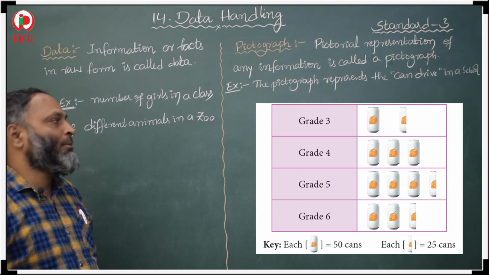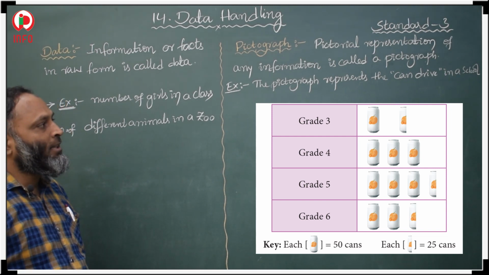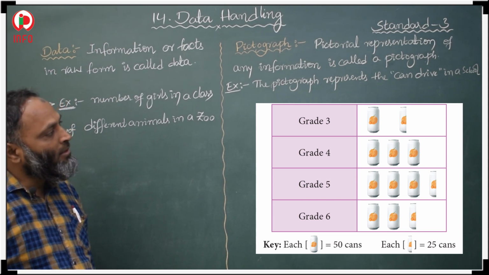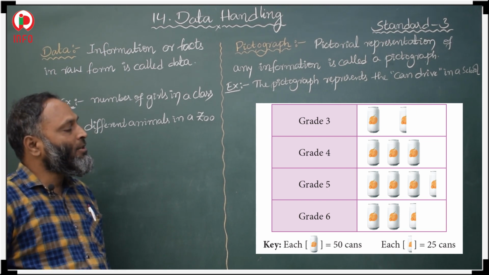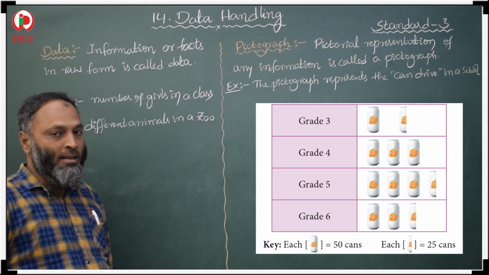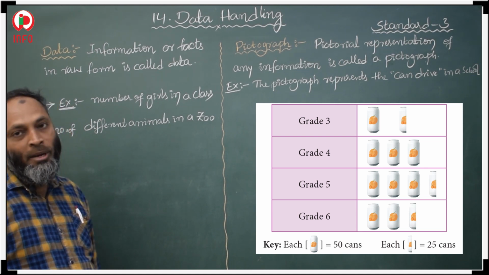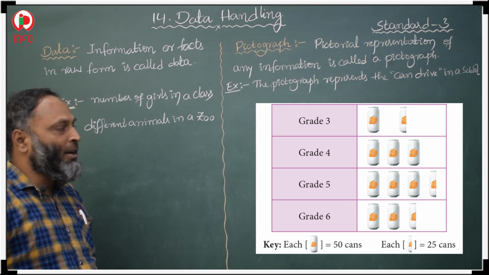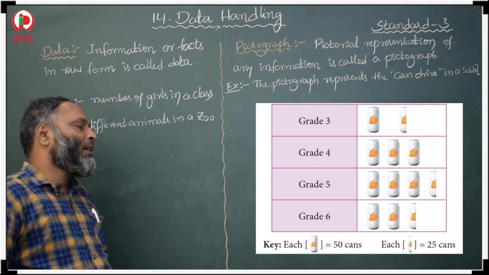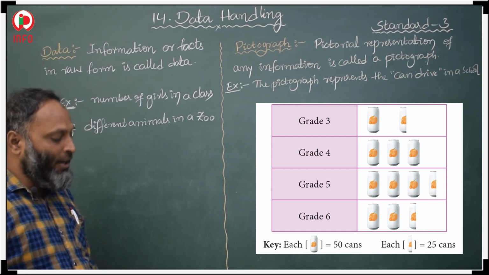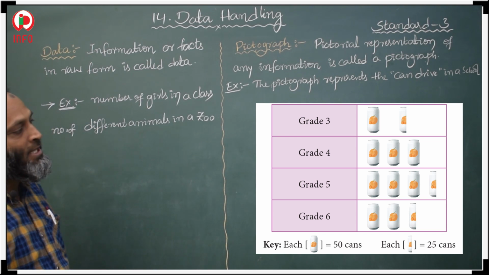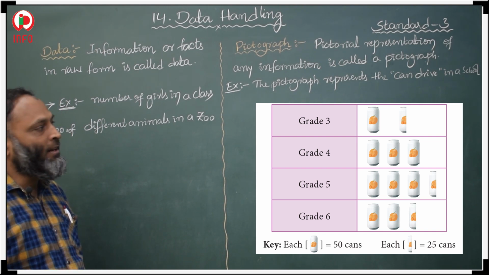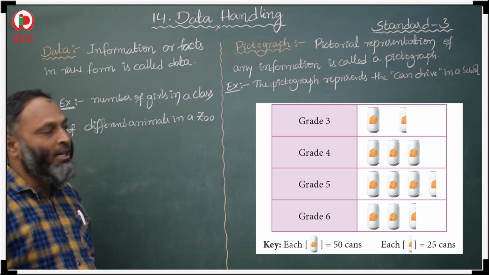What is the main aim of this pictograph in this example? This is the can drive. In a school, they want to check how many cans are required in a particular class. How many can juices are required to give in particular classes is given using a pictograph. Here we have grade 3, grade 4, grade 5, up to grade 6, and how many cans are needed is given using pictures in a table.